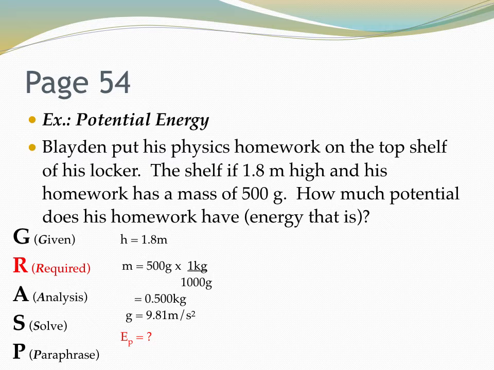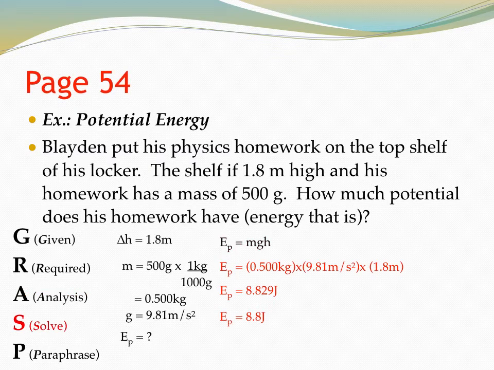So now let's play with our new equation. Let's analyze this. So we have EP equals mgh, and we are looking for EP, and we're just going to plug in the numbers. So we have 0.5 kgs times 9.81 meters per second squared times 1.8 meters. We get 8.829 joules. And then, of course, we have to round that. We're going to look at our significant digits. We'll see that the 1.8 meters has 2 significant digits. So our answer can only be that accurate. So we will round it to 2 significant digits, which is 8.8.